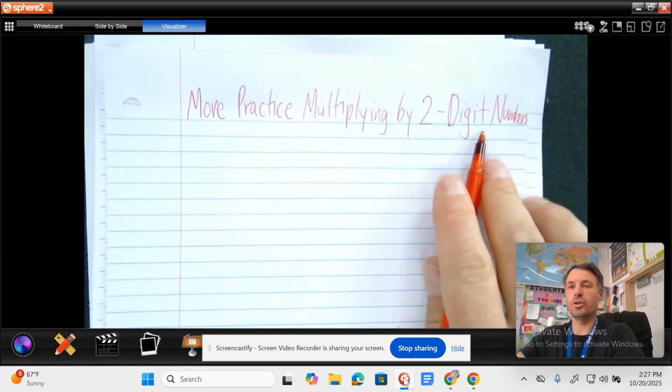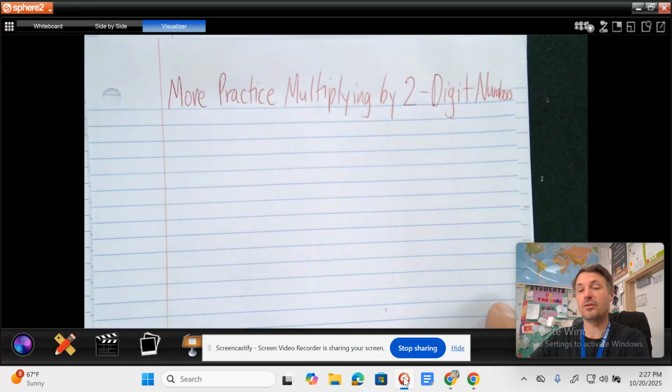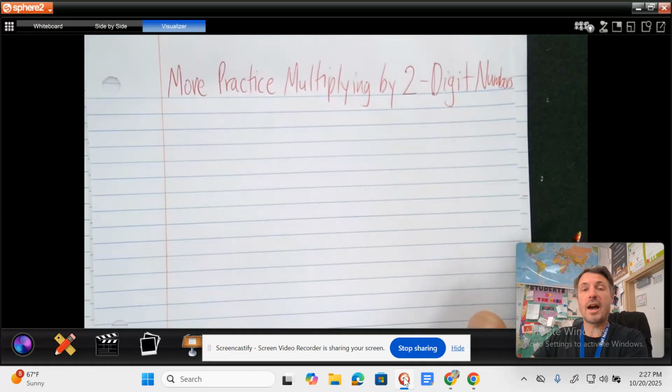Kind of had to squish the word numbers in there at the end because it's a pretty long title. I had a hard time making it fit. Okay, so it's called More Practice Multiplying by Two-Digit Numbers because we covered this in yesterday's math lesson. So it's complete review. It's the exact same thing we learned yesterday.